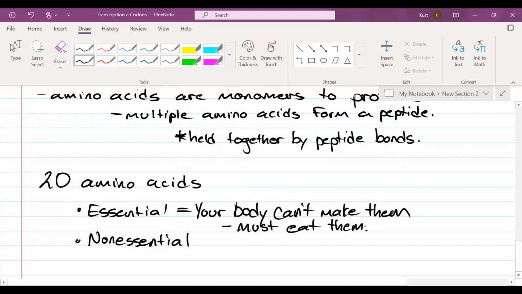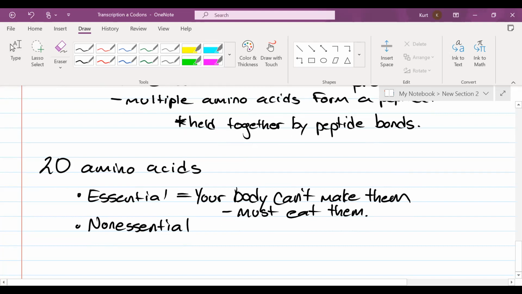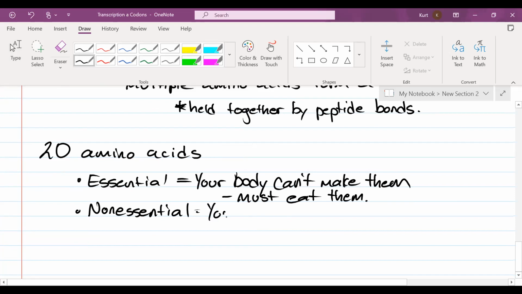Now, since there are 20 amino acids, 50% is 10. I know that more than 10 are essential. I think it's somewhere between 12 and 15. Let me see. How many amino acids are essential? Oh, I was wrong. There's 9. 9 are essential, so 11 are non-essential. So non-essential means that your body can make them. So you don't need to worry about getting them in your diet.